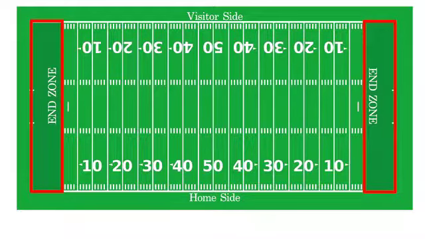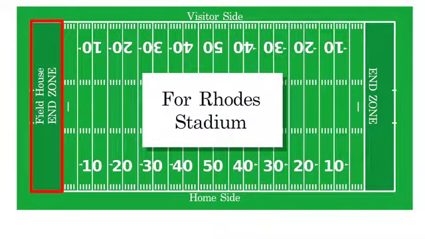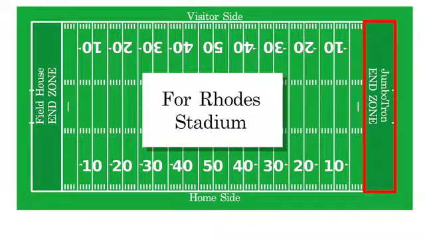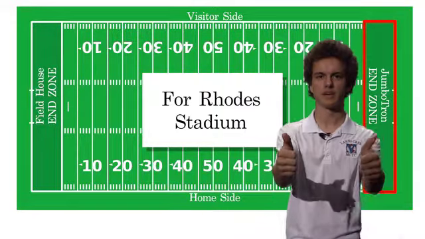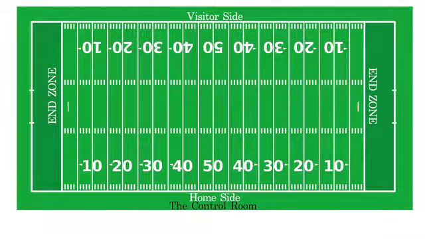These are called the end zones. They switch each quarter. For Rhodes Stadium, this is the Fieldhouse end zone. And this is the Jumbotron end zone. For Legacy Stadium, it is just the opposite. The control room is always on the home side bleachers.